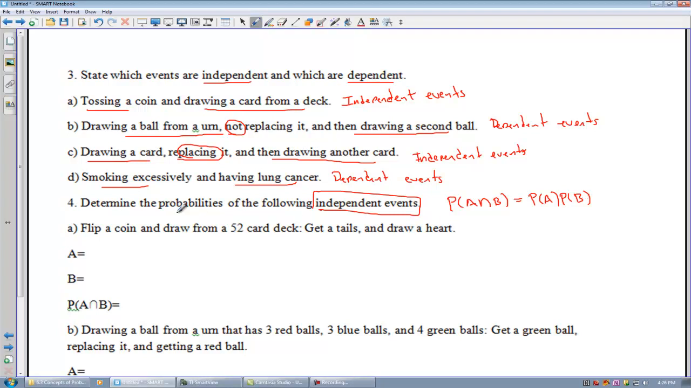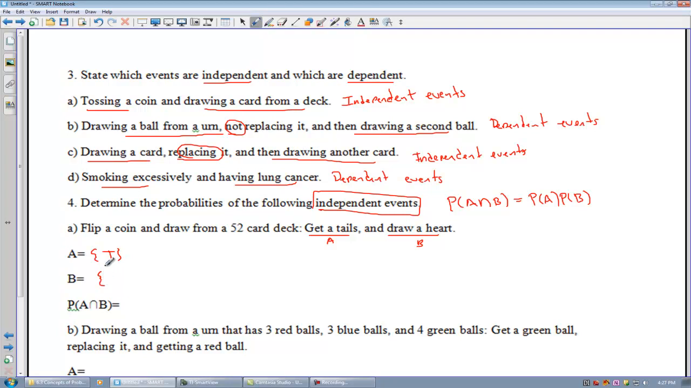All right, so in part A, let's look at it. We flip a coin and draw from a 52-card deck. We want to figure out the probability that we get a tail, so that's my A. And my B is draw a heart. So let's write down A. Event A is we get a tail, so you just have T. And then event B is that we get a heart.